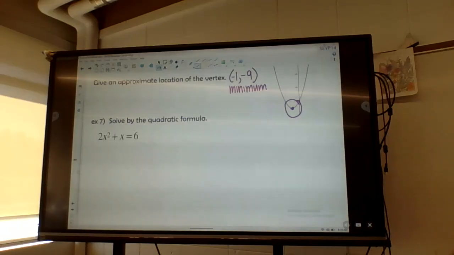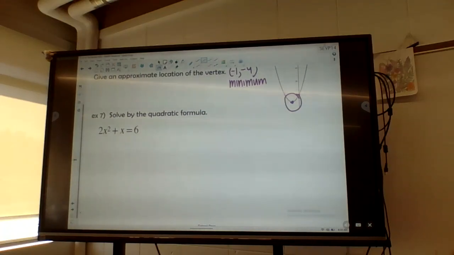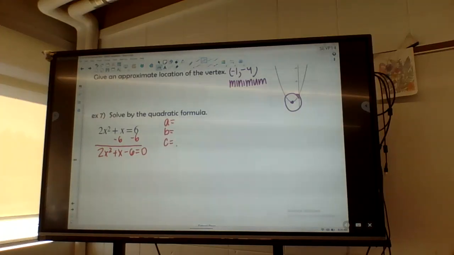All right, our next thing is solving by the quadratic formula. So I'm hoping that you guys all got the quadratic formula down on your chart last class. And that should be that first column on your chart. Now, the first step of the quadratic formula though is I need to make sure it equals 0. So I'm going to move this 6 over. Because then I can tell for sure what A, B, and C are and what the signs of all of them are. So my A would be 2, my B would be 1, my C would be -6.